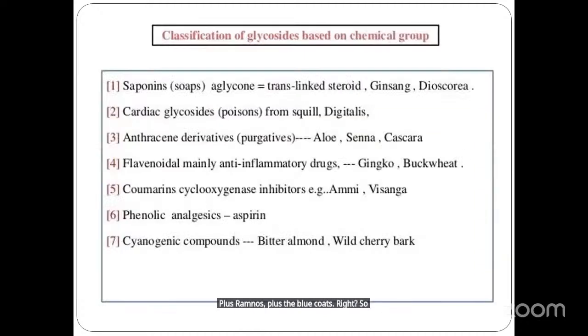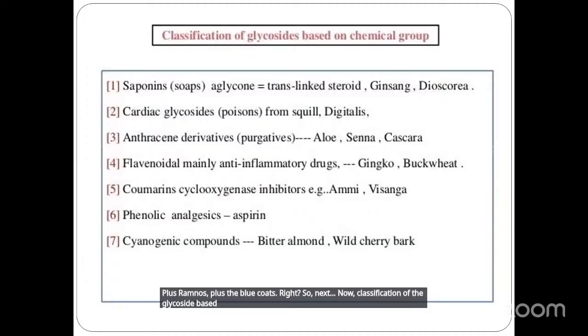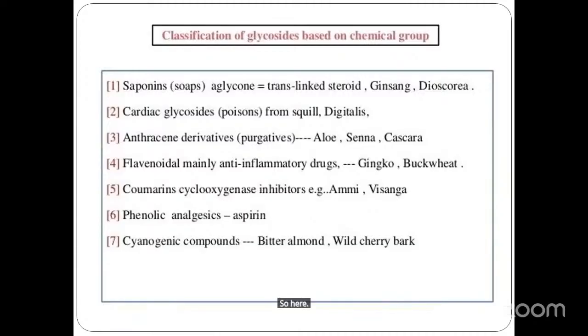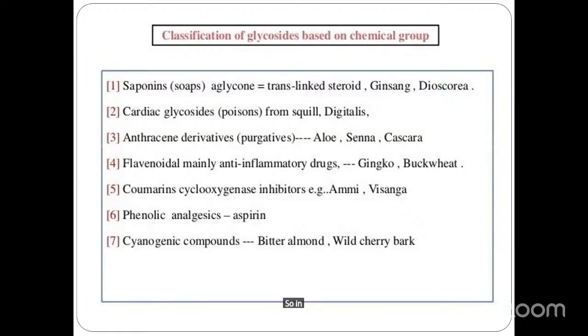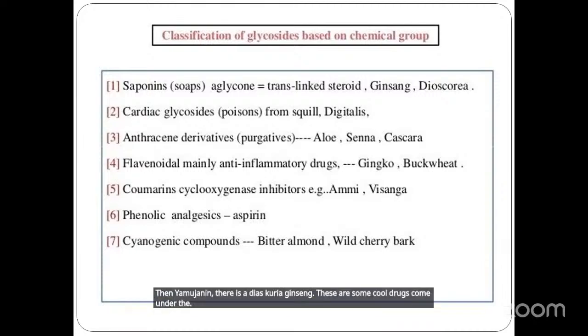So next, classification of the glycoside based on the chemical nature. This is a very, very important part. Here we'll discuss the first, saponin glycoside. As its name indicates, saponin means foam formation takes place. In that there are trans-linked steroidal compounds, like sarsasapogenin, then diosgenin, Dioscorea, ginseng. These are some crude drugs that come under the saponin glycoside.